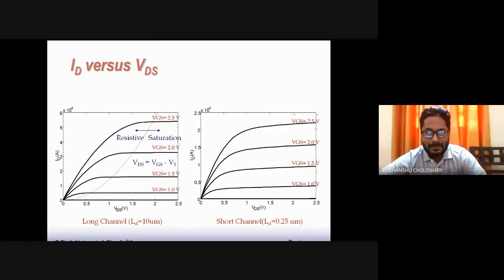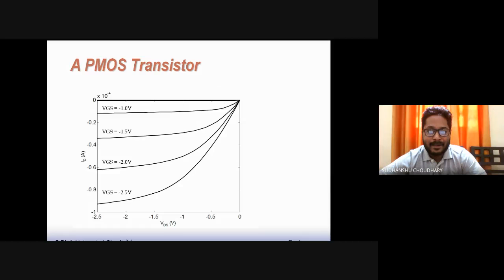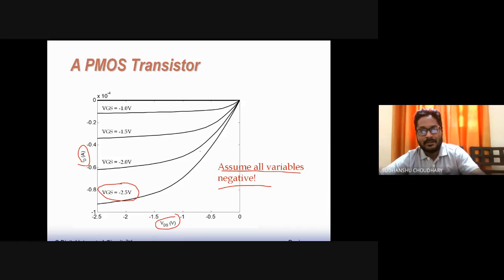So my N-channel MOSFET, as we discussed, the IV characteristics look like this. They are in the first quadrant. Now for a PMOS, the IV characteristics are in the third quadrant. That is, all variables are assumed negative here. Your ID is also negative, your VDS is also negative, and your VGS is also negative. So the IV characteristics lie in the third quadrant, right? So PMOS transistor.